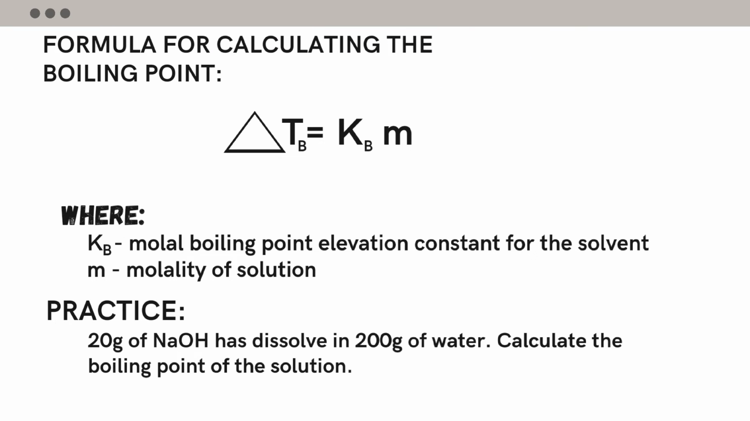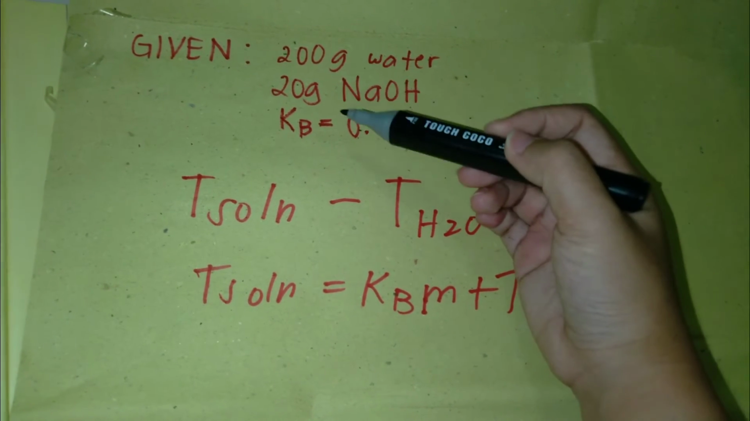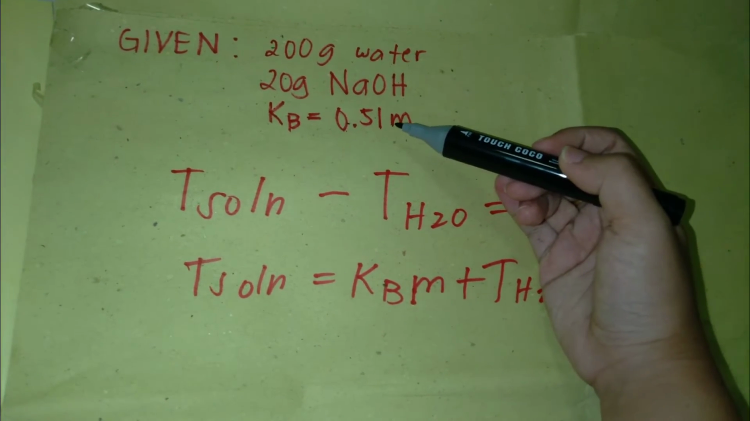So now let's try to solve this problem. When 20 grams of sodium hydroxide is dissolved in 200 grams of water, calculate the boiling point elevation. What is the formula of boiling point elevation? The formula is ΔTb = Kb × m, where Kb is the molal boiling point elevation constant and m is the molality. We are given 200 grams of water, 20 grams of sodium hydroxide, and a molal boiling point constant of 0.51.